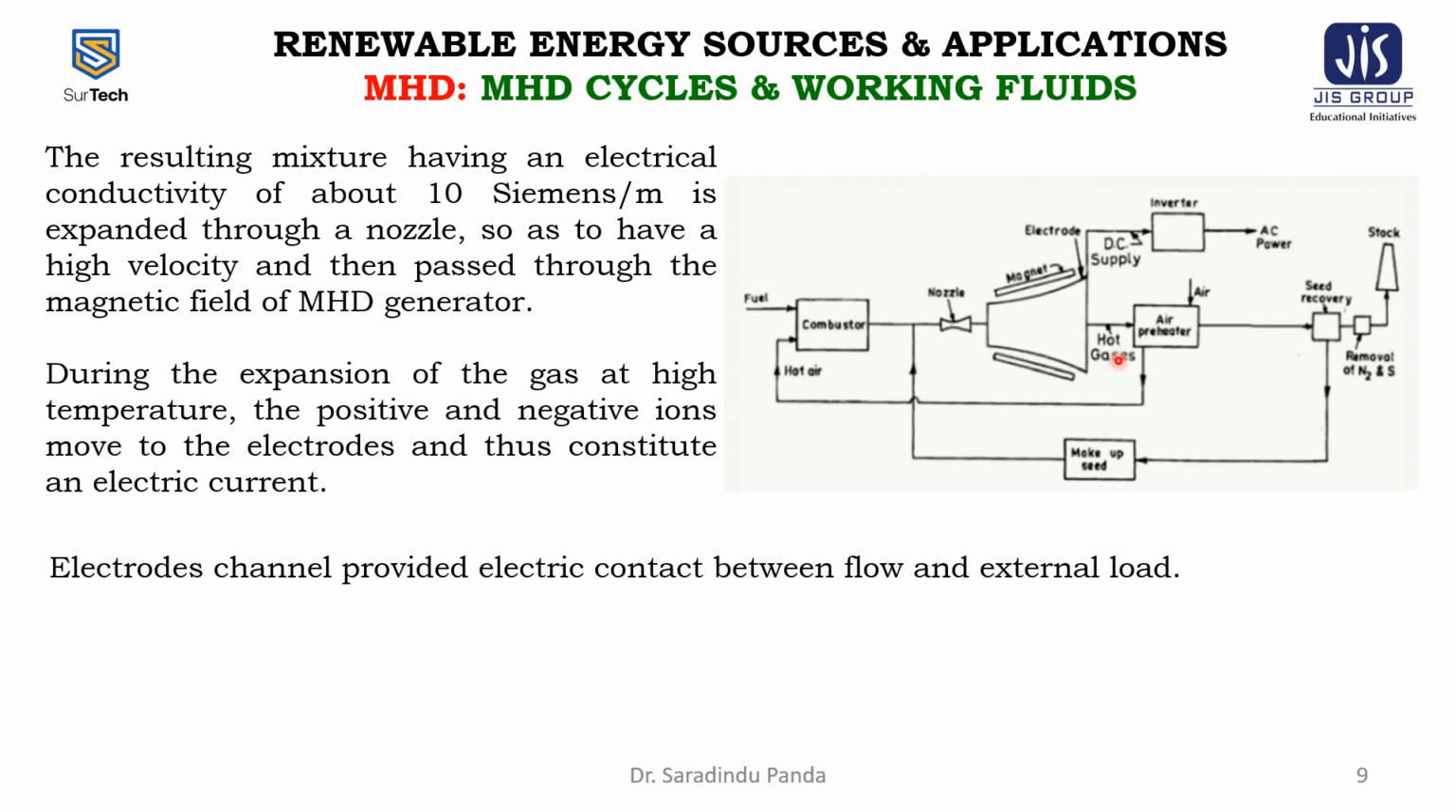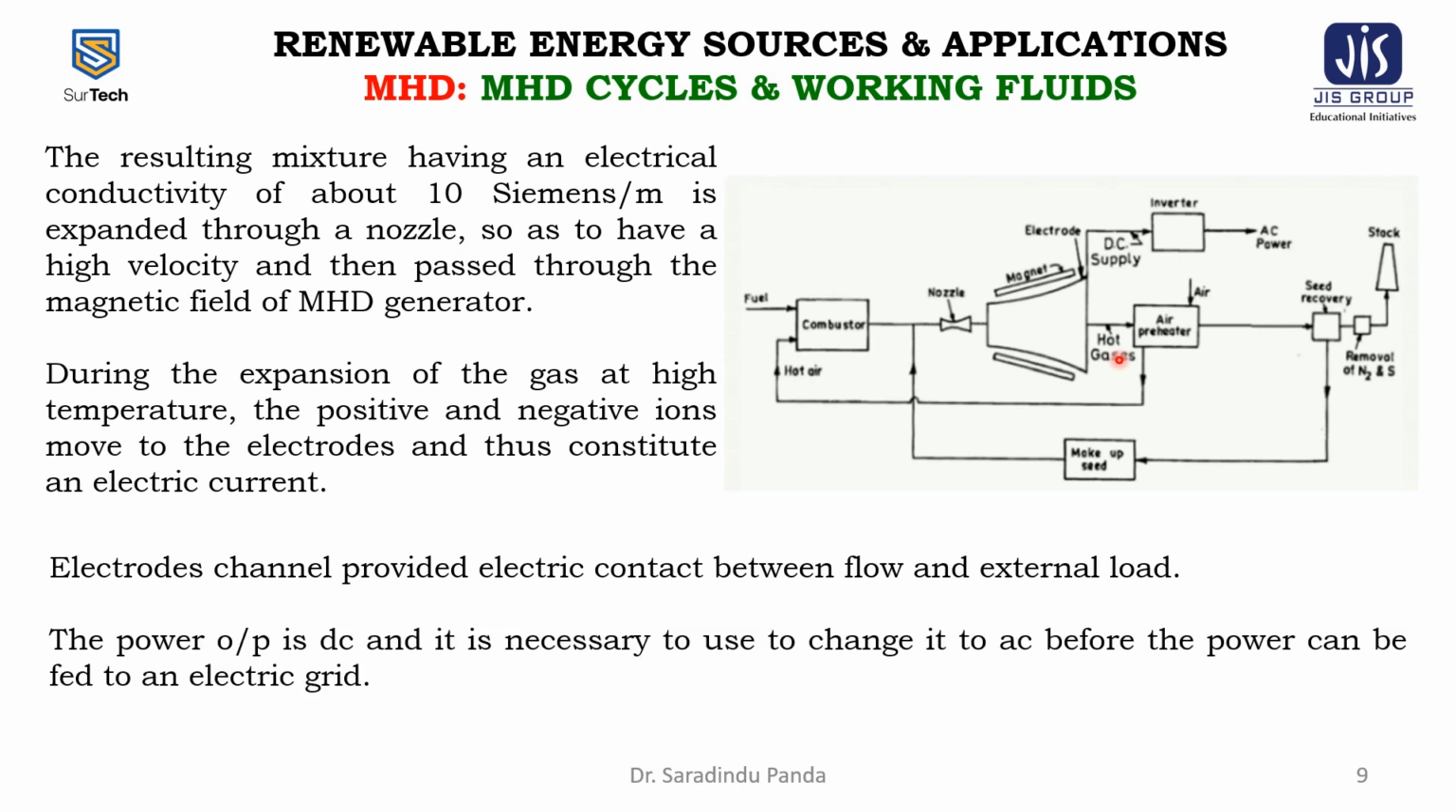Electrodes channel provided electric contact between the flow and the external load. The power output is DC and it is necessary to change it to an AC before the power can be fed to an electric grid. So this is the inverter.